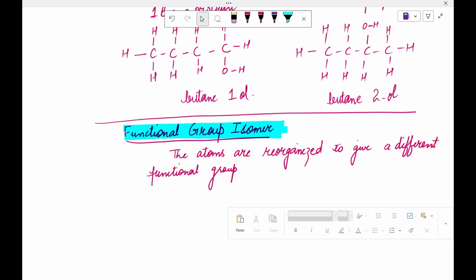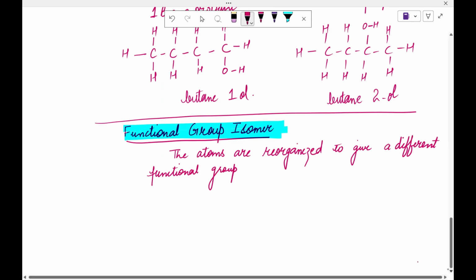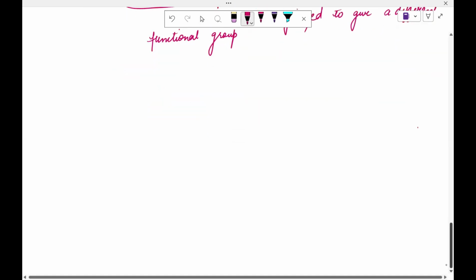Like for example, CH, this is H, this is double bond carbon, H, this is C, H.